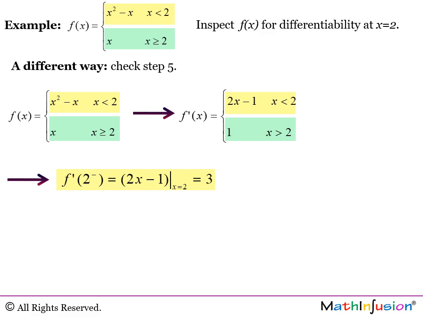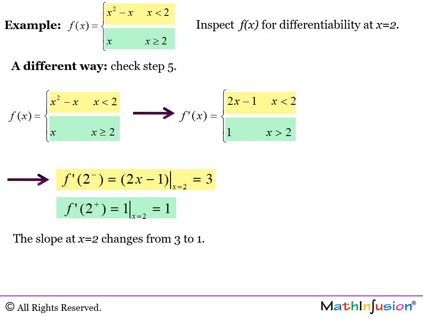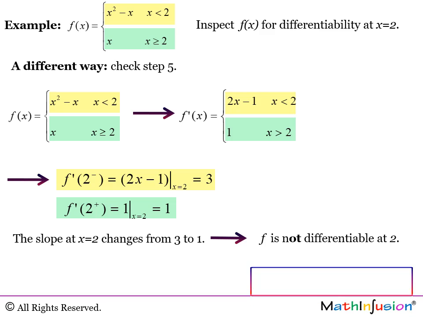Now it's easy to calculate that the derivative of the function from the left of 2 is 3, and from the right is 1. And we get again that the slope at x equals 2 changes from 3 to 1, and there is a corner. We conclude again that f is not differentiable at x equals 2.